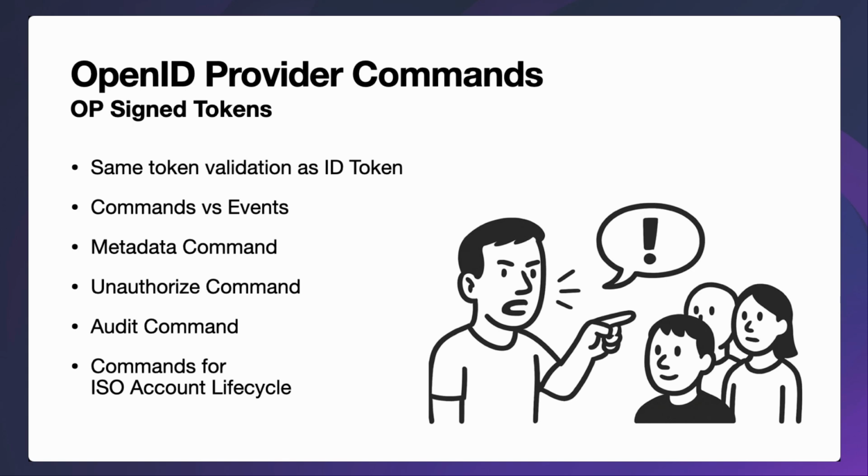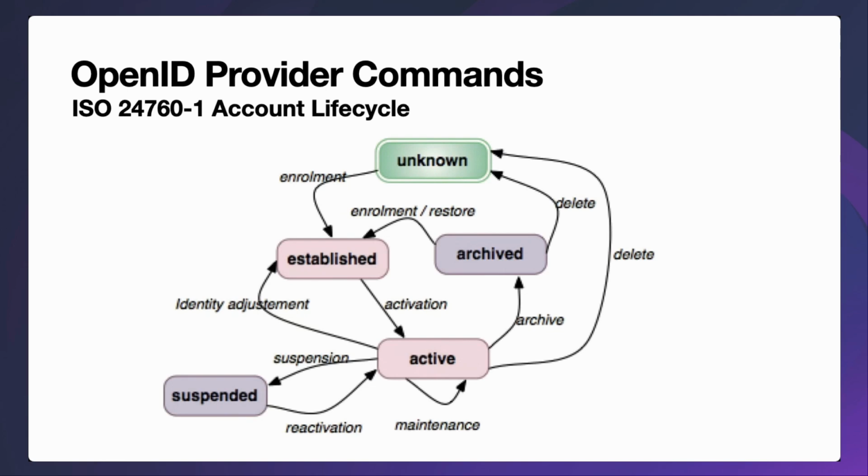And then we have a bunch of commands that enable account lifecycle management that's much richer than what's in SCIM, which is really just enable and disable. Those follow the standardized ISO account lifecycle of changing between different states. So instead of just deleted and active, you can archive, you can suspend an account, which maps much more to the richer life cycles that many enterprises have.